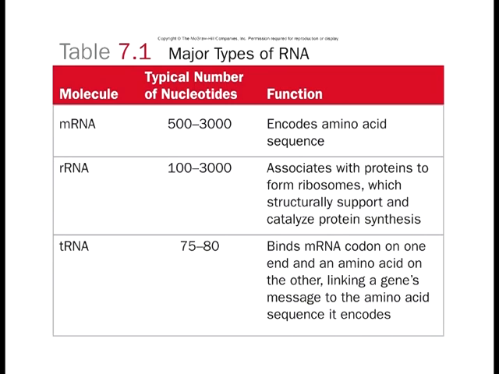Now, rRNA and tRNA are more for the mechanics. These are universal for any protein. They're not specific for any one protein. They're more of the complementary RNAs that help the ribosome to make the protein.